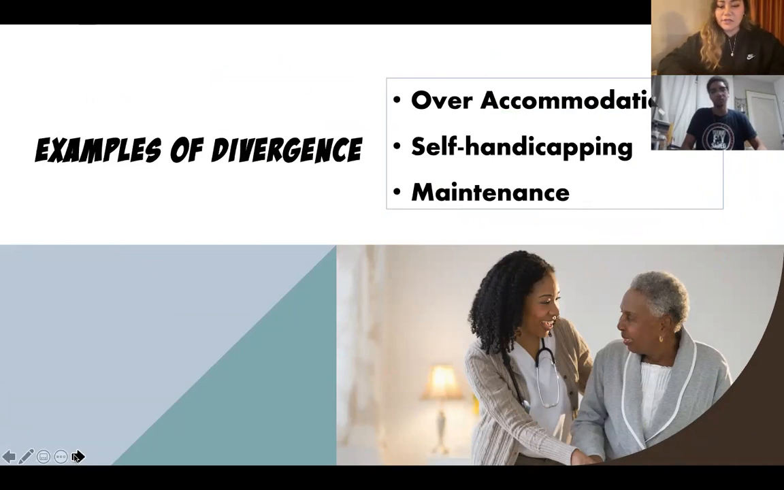And self-handicapping, it's most commonly used with older people, which, for example, they would say something like back in my day, or give an example from their experience. And then maintenance, which is also known as under accommodation. This is where the person is persistent in the original communication style. So basically, it's the whole concept of divergence.